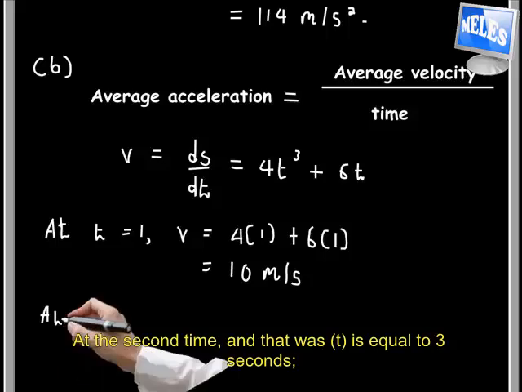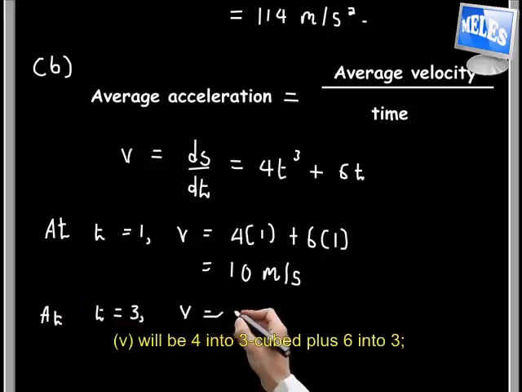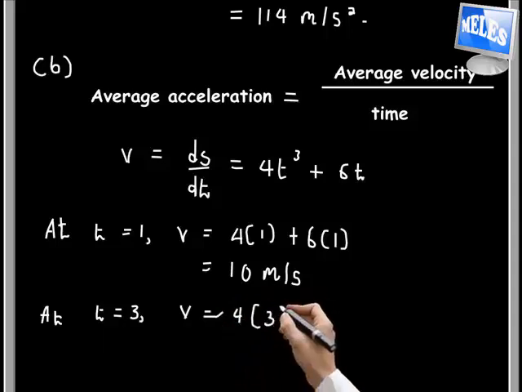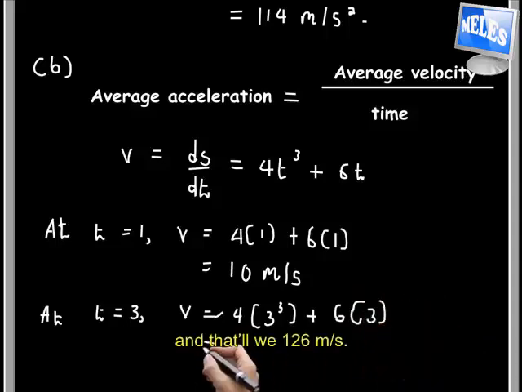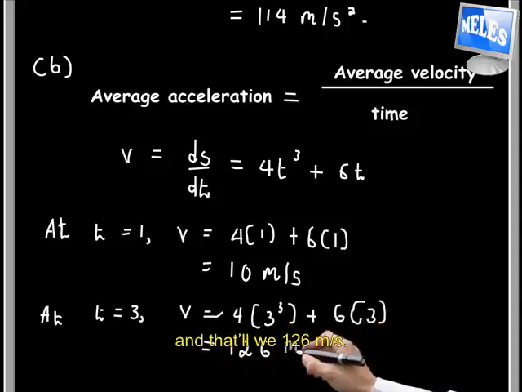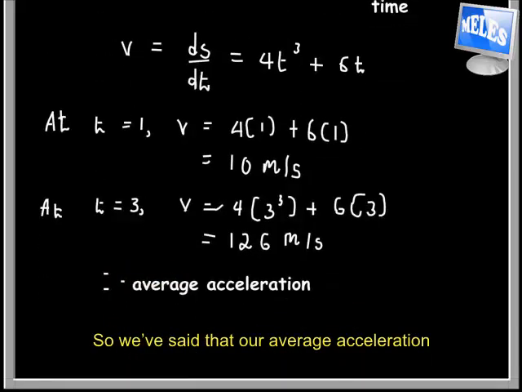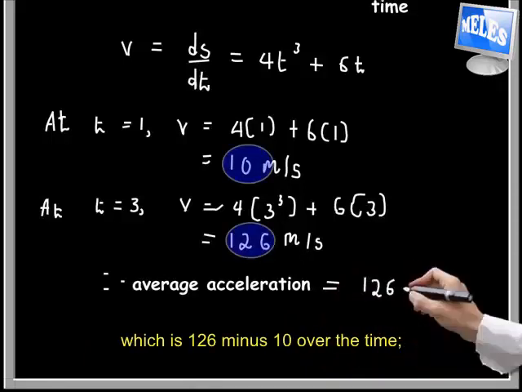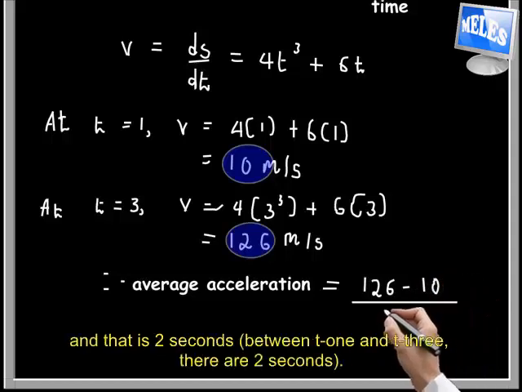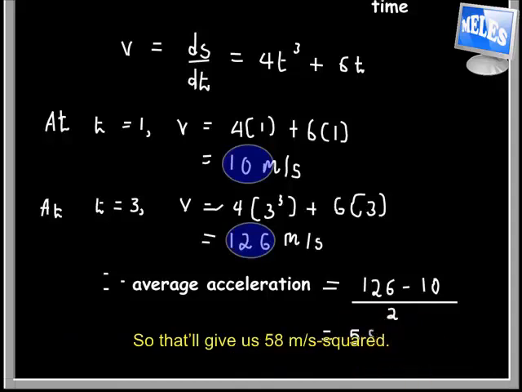At the second time, and that was t is equal to 3 seconds, v will be 4 into 3 cubed plus 6 into 3, and that will be 126 meters per second. So we've said that our average acceleration will be the change in velocity, which is 126 minus 10, over the time, and that is 2 seconds. Between t1 and t3 there are 2 seconds. So that will give us 58 meters per second squared.